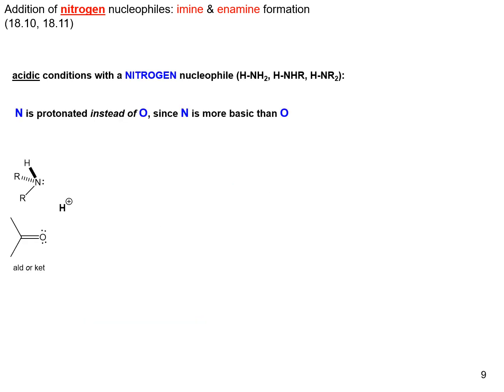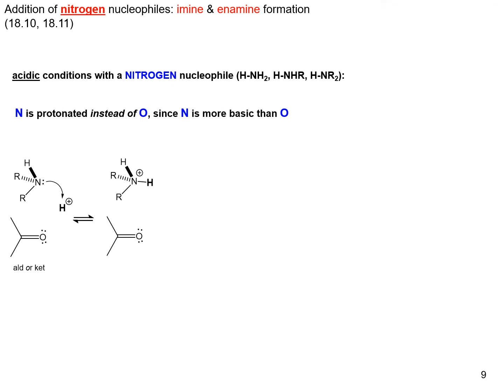In nucleophilic addition to carbonyls with neutral oxygen nucleophiles under acidic conditions, you would normally protonate the carbonyl before nucleophilic attack. That was with oxygen nucleophiles. However, with nitrogen nucleophiles, specifically ammonia and amines, nitrogen is more basic than oxygen. Therefore, under acidic conditions, the nitrogen is protonated and not the oxygen.